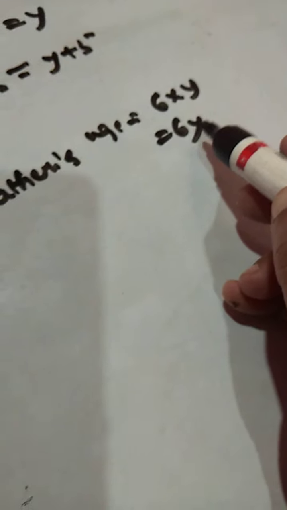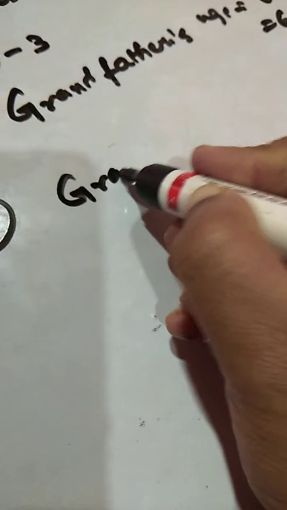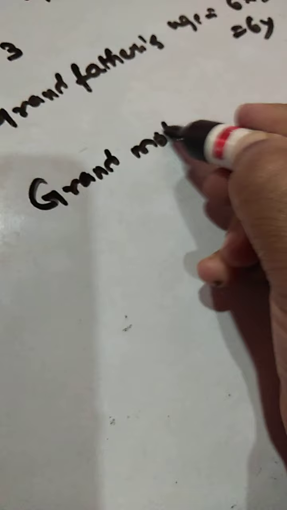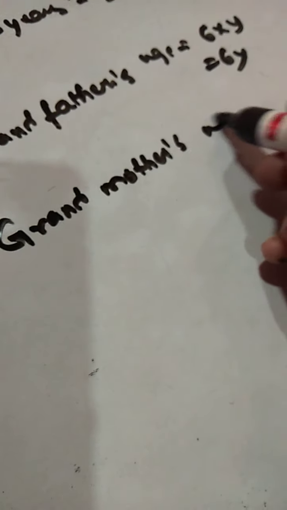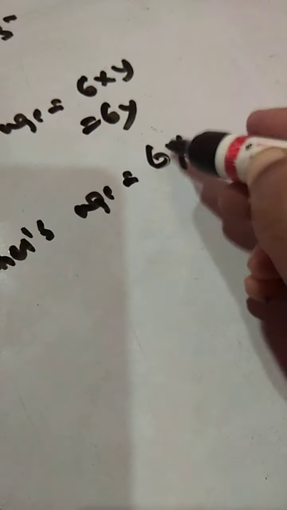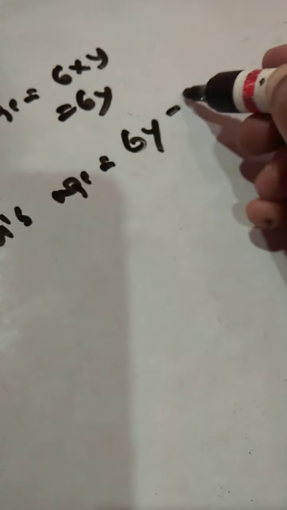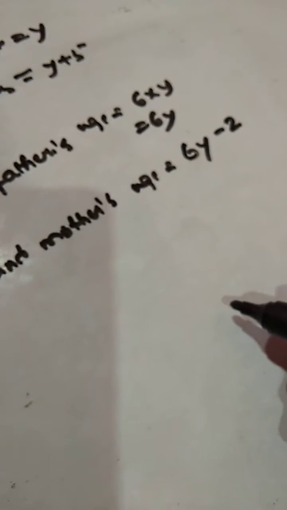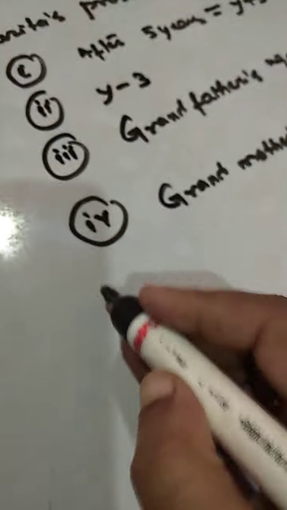Now, what is the next question? Number 4, grandmother is 2 years younger than grandfather. So now grandfather's age is what? 6y. So grandmother's age would be? Grandmother is 2 years younger than grandfather. So if this is the age of grandfather, she is 2 years younger, so we will just subtract 2. Understood? These are very, very important, students.